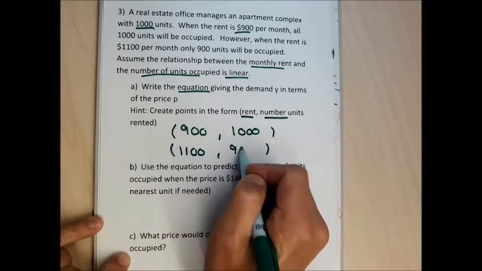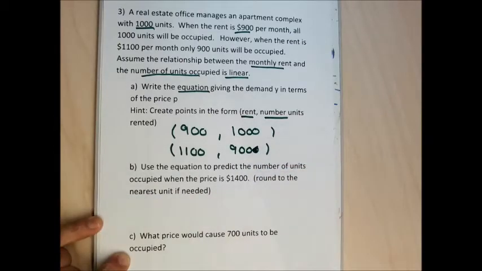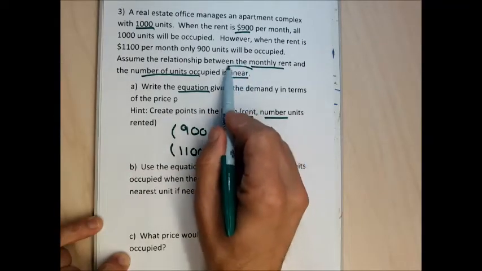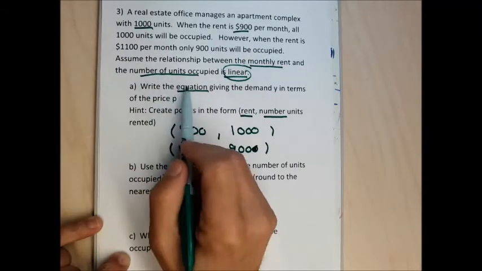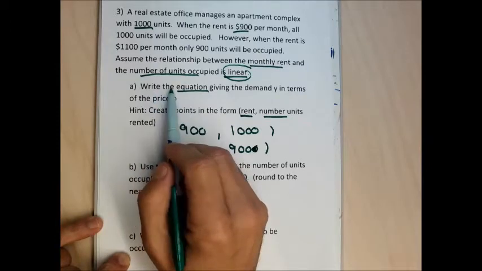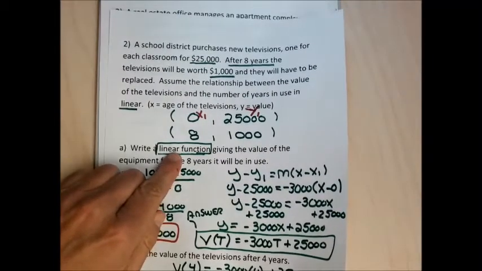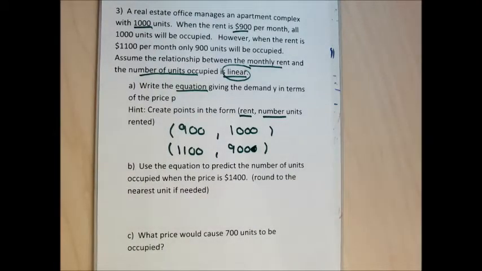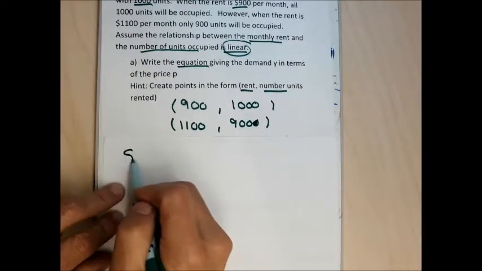I'm going to come up with an equation of a line that fits the data because the relationship between the rent and the number of units rented is linear. And the way the question was worded, it says write an equation given this information, and it doesn't say write a function. Because it doesn't ask for a function, I'm going to leave the problem not written in function notation. In order to do part A, in order to get my equation, I first need to get a slope.